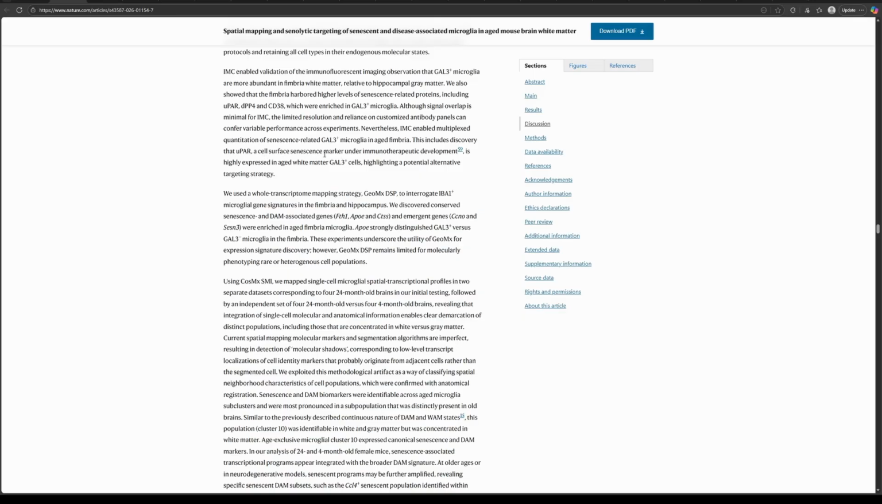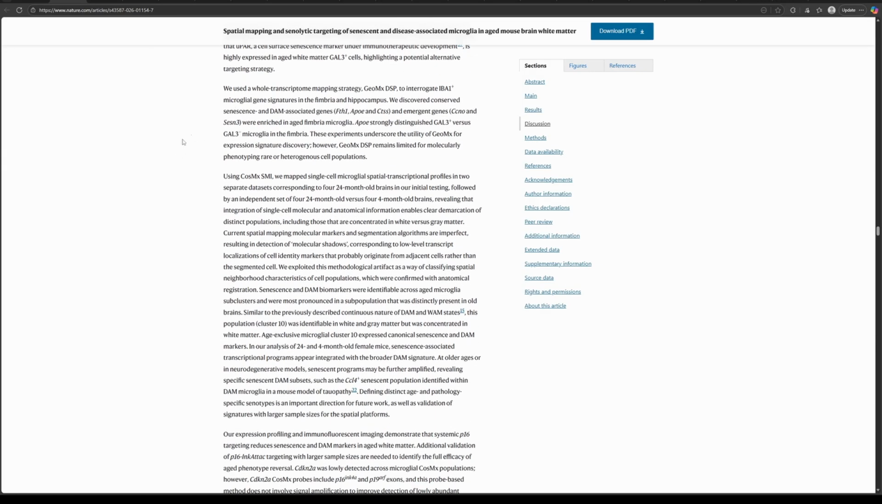UPAR, a cell surface senescence marker under immunotherapeutic development, is highly expressed in aged white matter Gal3 plus cells, highlighting a potential alternative targeting strategy. Interesting.